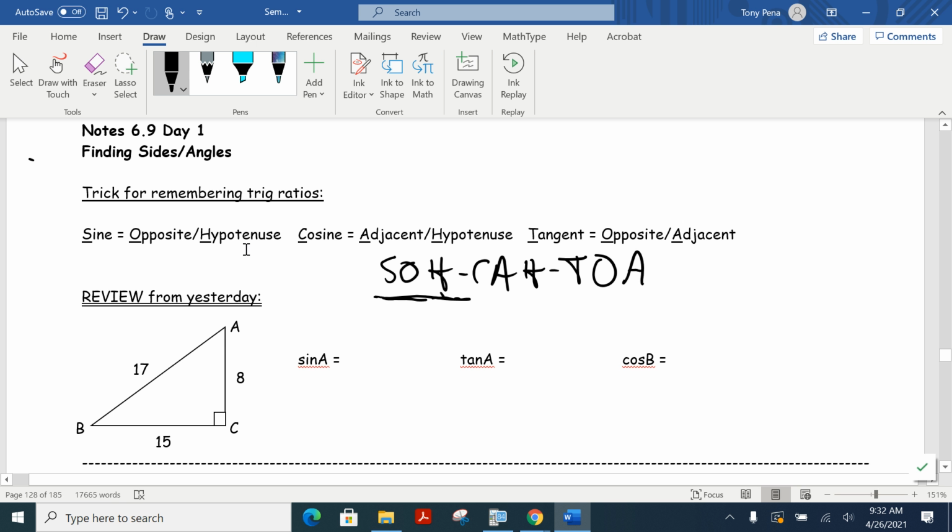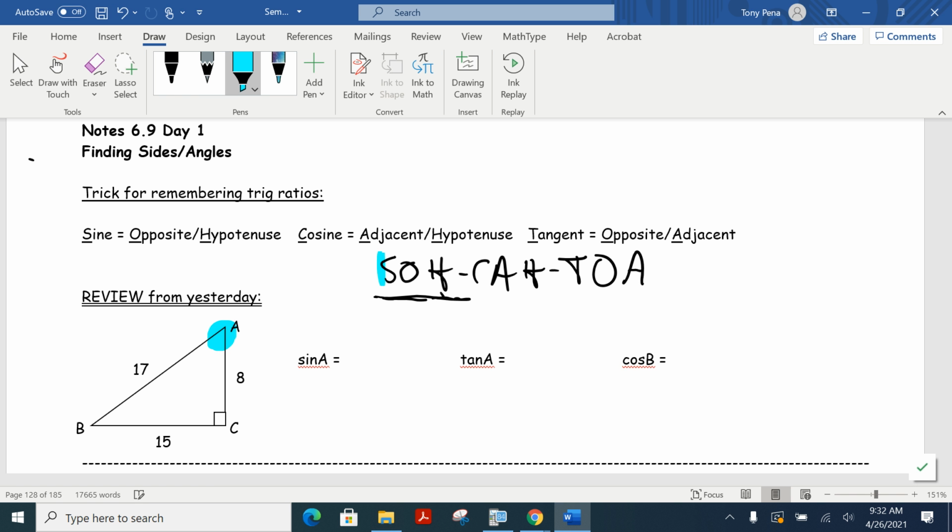If I ask you for the sine of angle A, that simply means if I look at angle A right here, the sine in the SOHCAHTOA idea is this S, and it's telling us you're going to look at the opposite side and put it over your hypotenuse. So if this is angle A, the opposite side would be 15, and the hypotenuse should be 17. So the sine of angle A, we would say, is 15 over 17. If your trig functions are ratios, they're fractions.